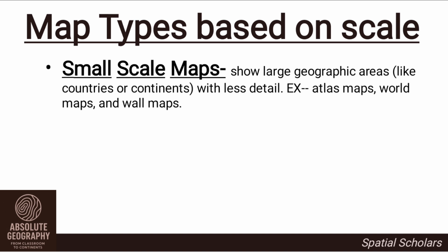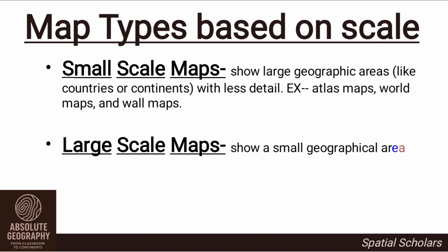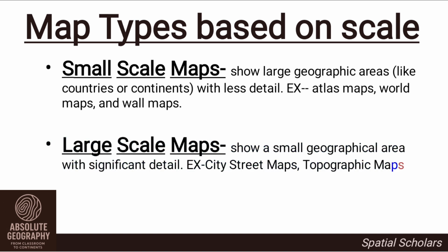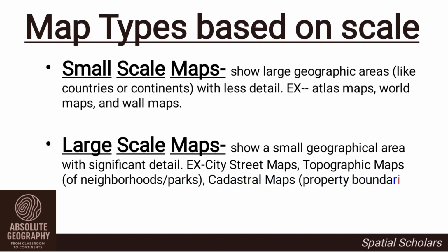Second one is the large scale maps. They show small area but in great detail. Remember this, large scale maps show small area but in very great detail. Even a post office, a station, railway line, everything is mentioned on the map. Examples will include the topographical maps that we have to study, city maps, cadastral maps, etc.